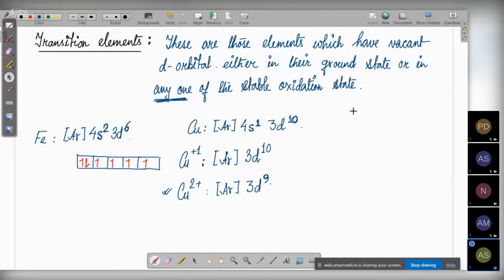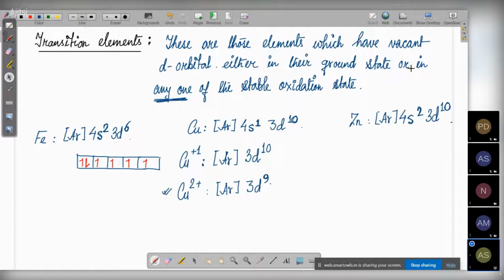Then let's see for zinc. So now, what is the configuration of zinc? Zinc is argon 4s2 3d10. So you see, for the ground state of zinc also, there are 10 d electrons. That means no vacancy in the d orbital. The d orbital is completely filled.